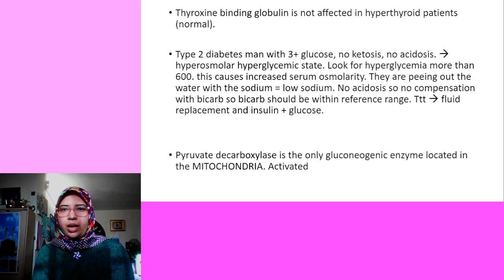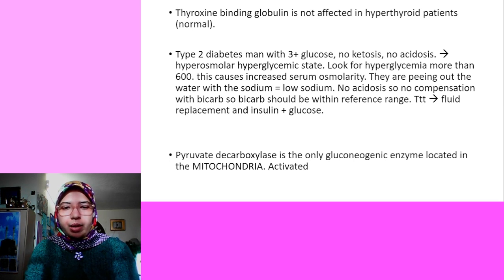This is different than DKA, which is associated with type 1 diabetes, and it's associated with levels less than 600, less than 650. HHS is 800. Because they have some insulin function, they don't have the acidosis, they don't have the ketosis that you would see with DKA. The treatment is essentially the same. Give fluids, insulin, and glucose.